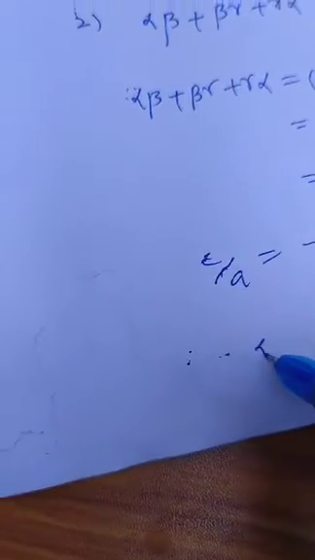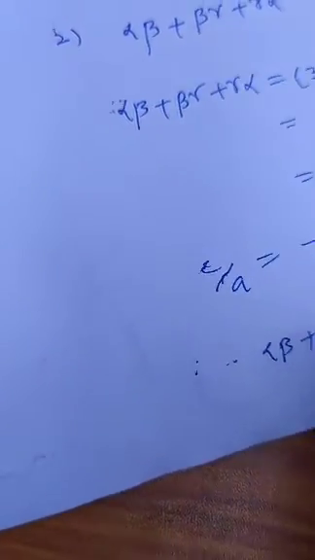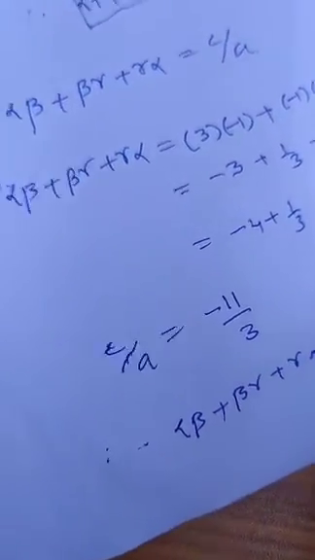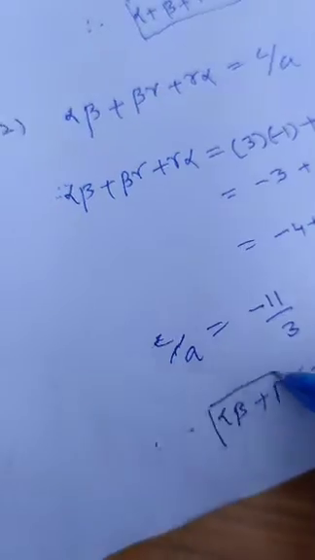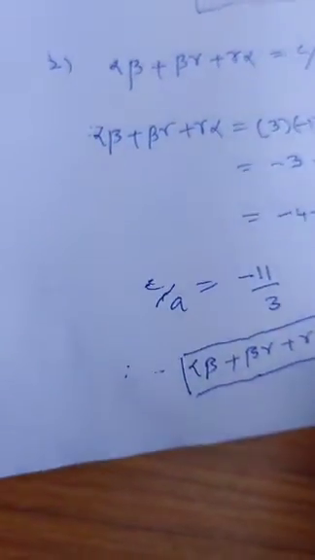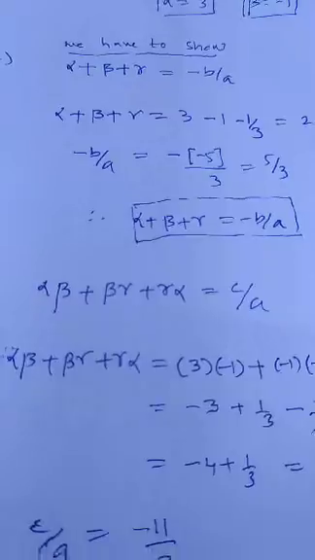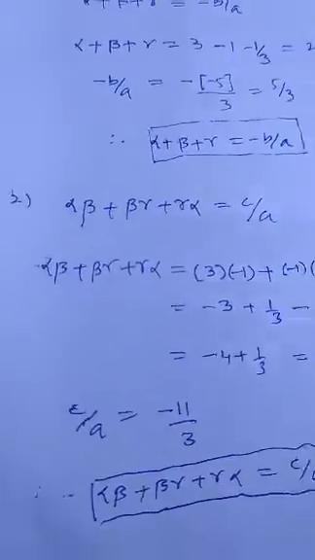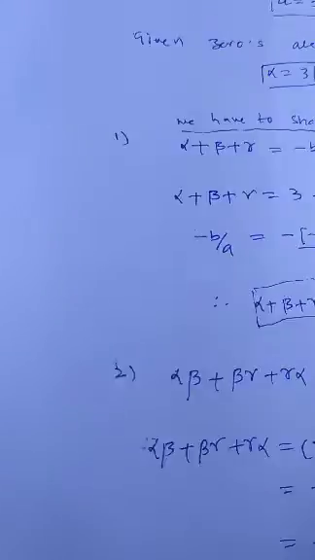So therefore we can write second condition, alpha beta plus beta gamma plus gamma alpha is equal to C by A. So I verified second relation also for cubic polynomial. We have three relations for cubic polynomial. First is sum of the zeros. Second one is sum of product of two zeros. Third one is product of 3 zeros.